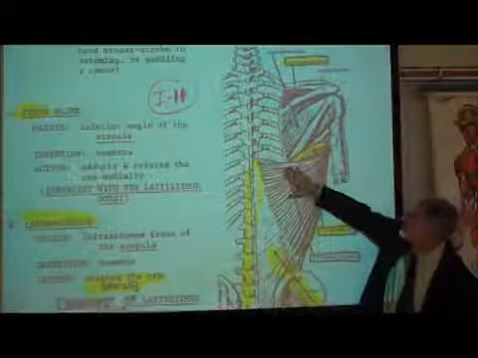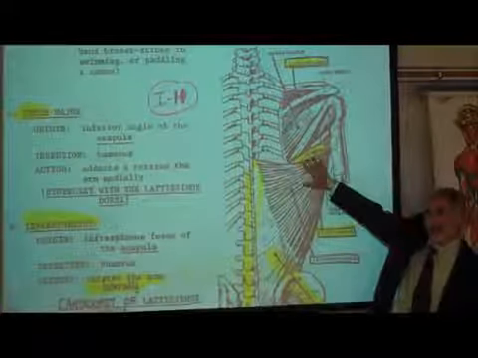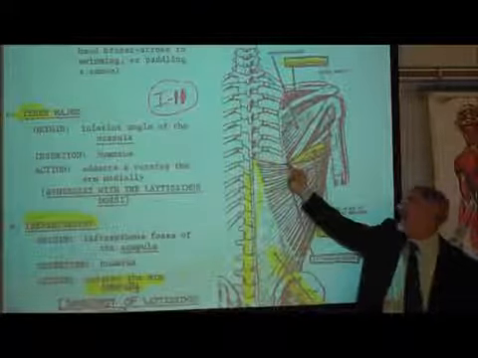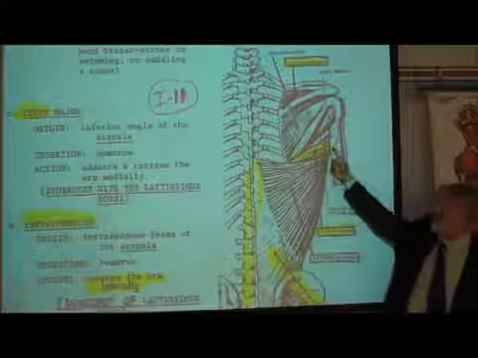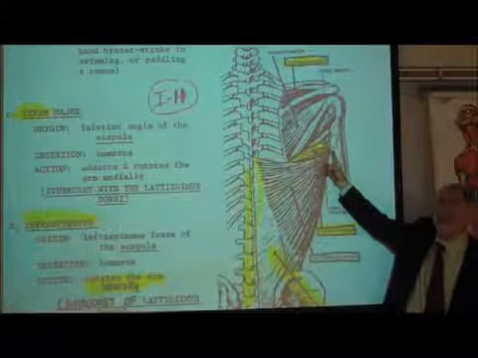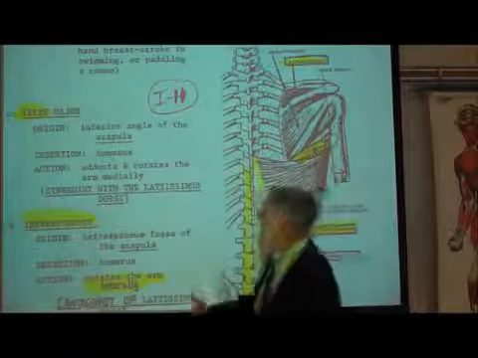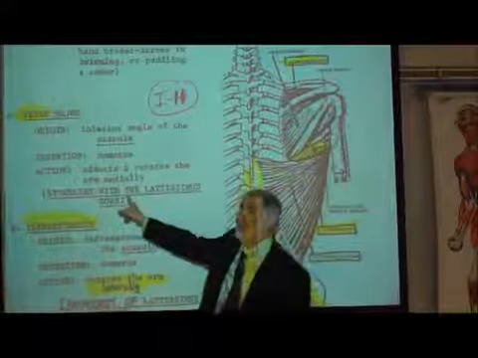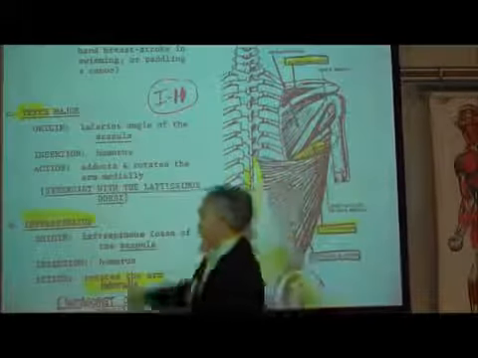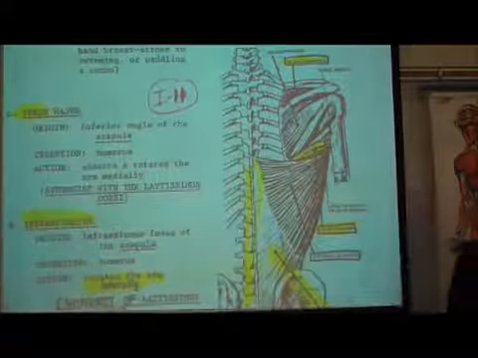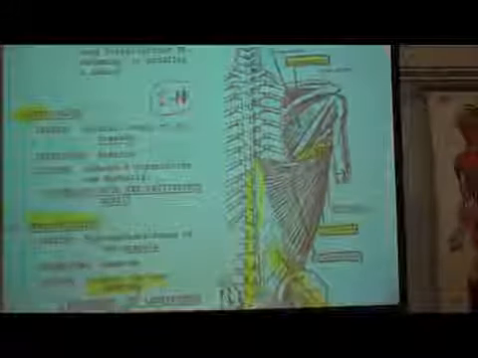It is just above the latissimus dorsi. It originates on the bottom part of the scapula, and it inserts on the humerus almost exactly where the latissimus dorsi does. It basically is a helper or synergist of the huge latissimus dorsi. So it does exactly what the latissimus dorsi does. It adducts the upper arm and rotates it medially.